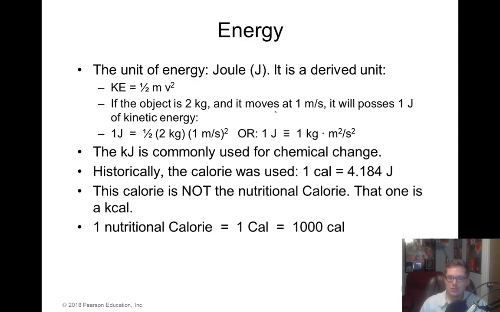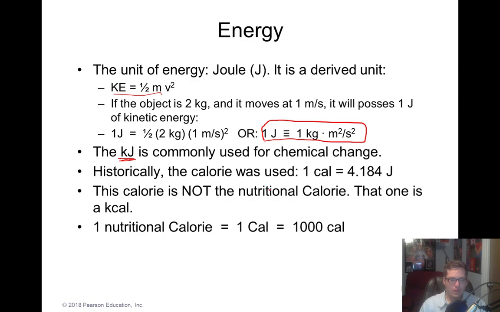Okay, so the joule is the unit of energy. It is a derived unit. And here they go through deriving it for you. So a joule is equal to 1 kilogram per meter squared per second squared. All right, and it's all related to this idea of what kinetic energy is. I don't really care if you know how to derive it, but you should be familiar with what base units it's made out of. Okay, we commonly use kilojoules for chemical change, just because in chemical changes you produce and use so much energy, and a joule is actually fairly small.